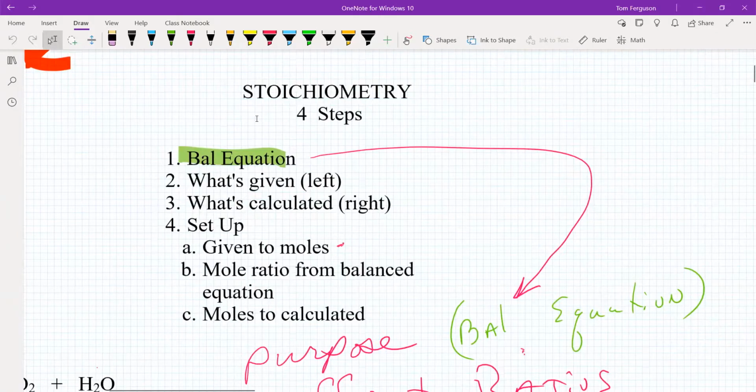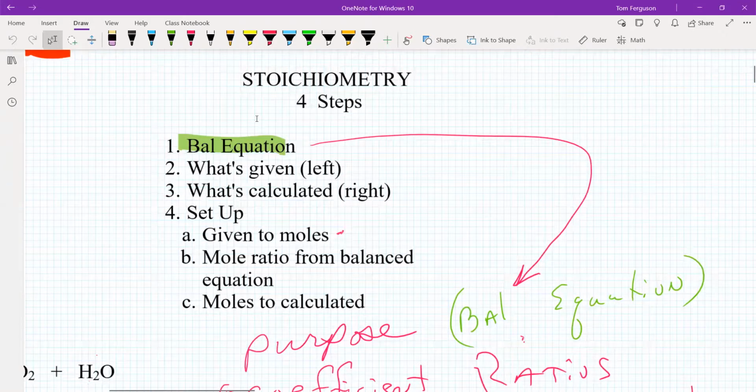Okay, so remember we talked about the steps in a problem. And I said balance the equation. If there's no equation, we skip that part, and what's given, what's calculated, then we have the setup. It's the same thing for stoichiometry, only in this case, we have a balanced equation we have to deal with. So step number 1 is balanced equation.